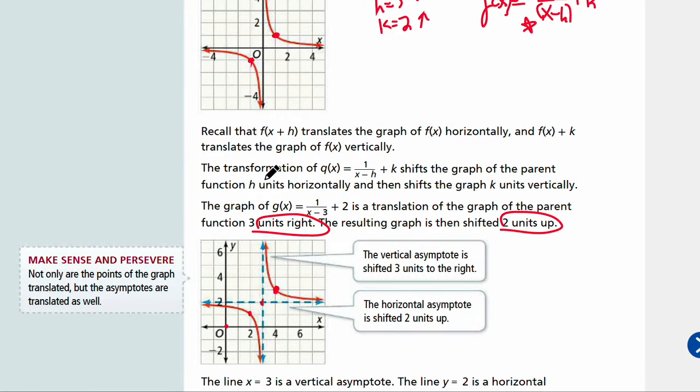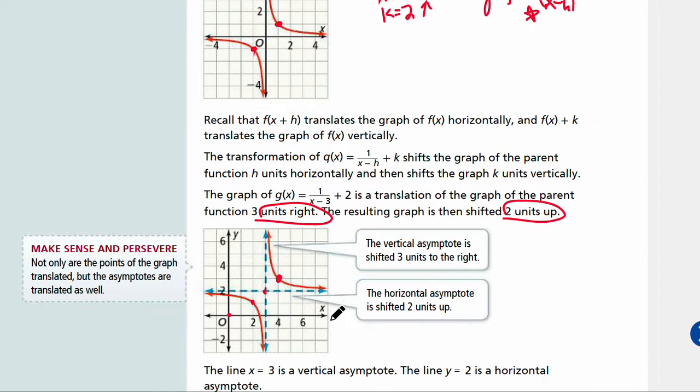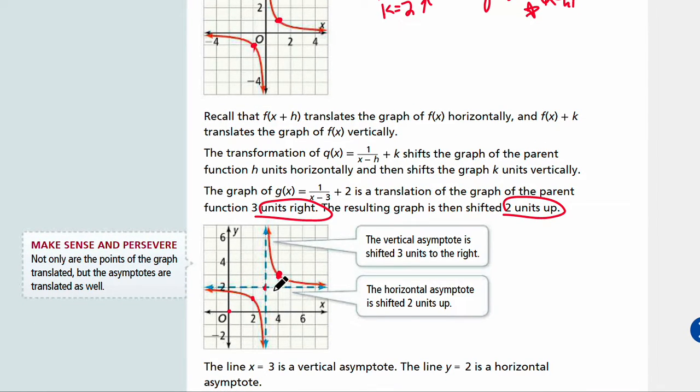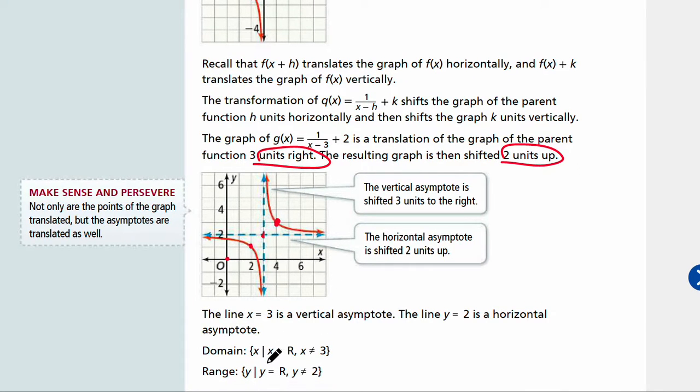So your vertical asymptotes also move with their graph, okay? So your domain and range will be a little bit different now. Instead of zeros, now your x cannot be 3 and y cannot be 2, okay? So your domain will be all real numbers except 3, and then range will be all real numbers except 2. Okay, so that's the change you have in the new function.